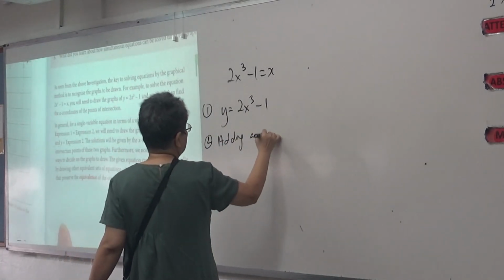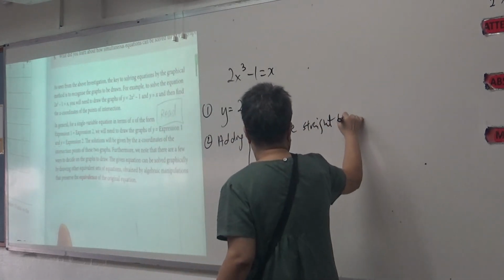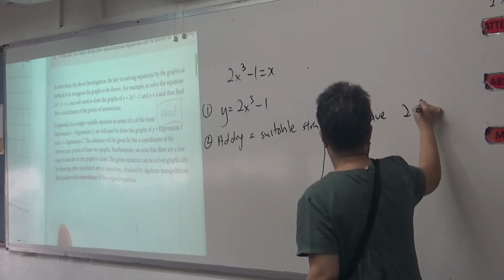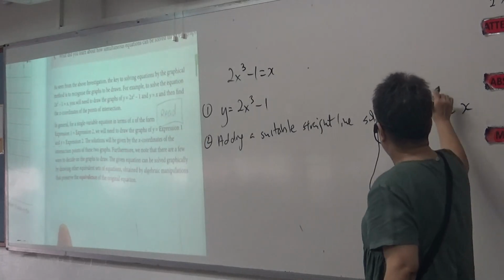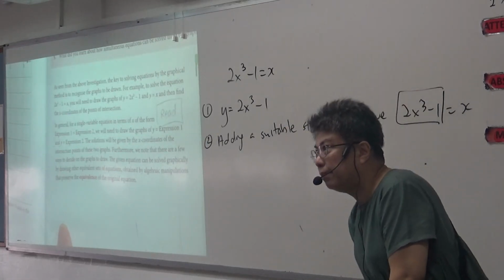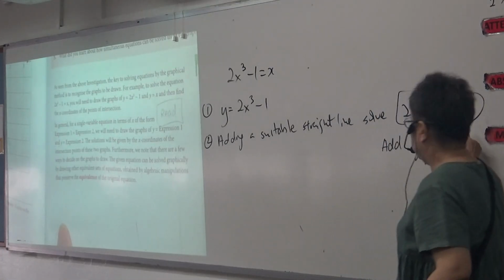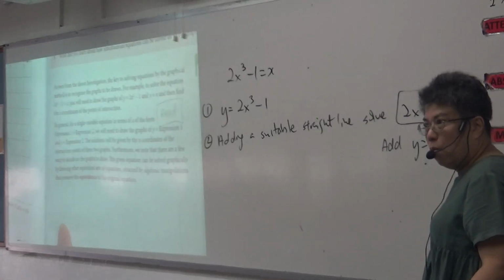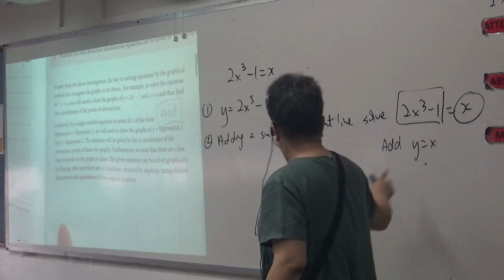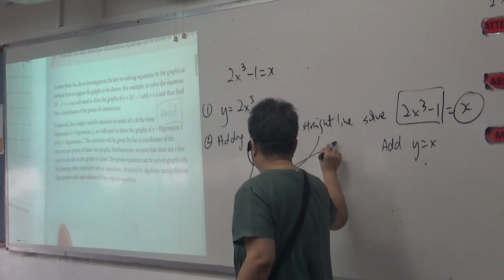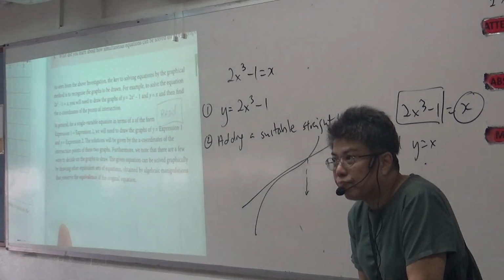Adding a suitable straight line, solve this. Okay? Now, can you see this is already the left hand side? So you've got to add which line? Y equal to this. Understand? Once you add this line, now this one is a cubic, negative one also is something like that. Y equal to x is something like that. Then the intersection will be the solution. Is that clear?